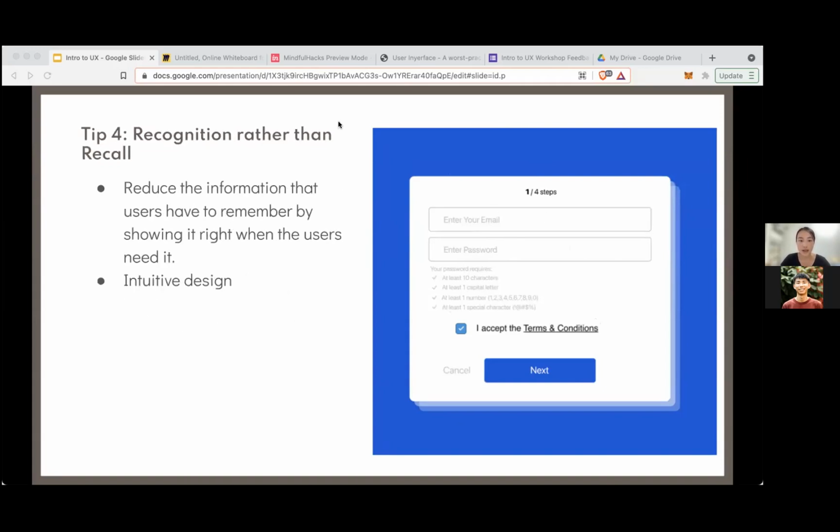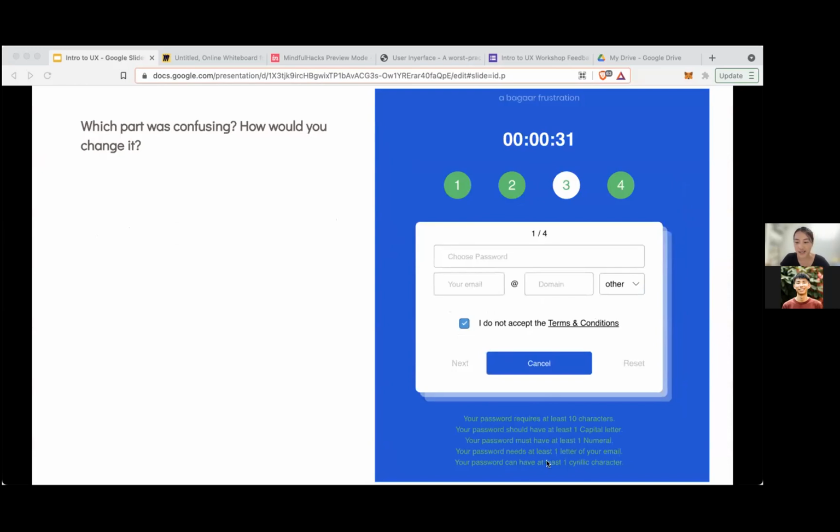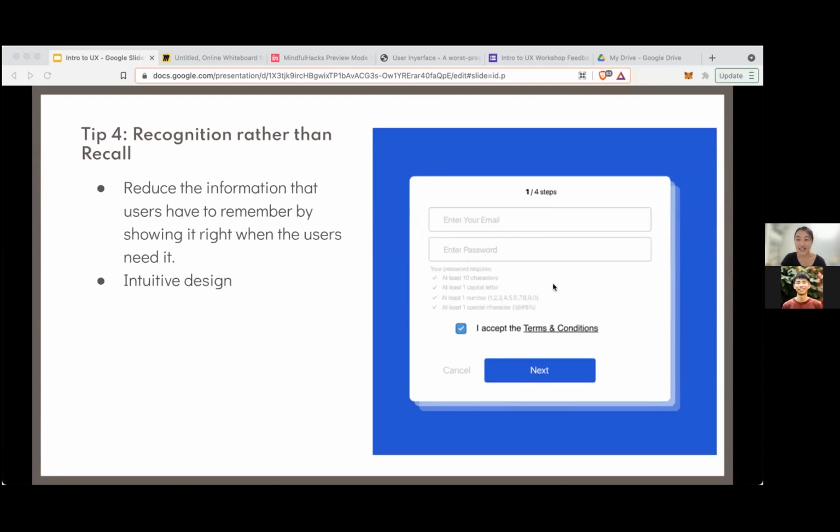And another tip is recognition rather than recall. And this is referring to reducing the information that user have to remember by showing it right when the users need it. So in this case, the password requirement. Not sure if you guys remember the original design. The password requirement has a text like 1 Cyrillic character, and I don't even know what the Cyrillic character is. So in this case, if we use an established pattern like special character, and then provide an example of a special character for the user to see, then user doesn't need to think about what is a special character. Instead, the user can just look at the example you provided and then use it in their password already. So the key here is we want to limit the amount of information that we need the user to memorize.